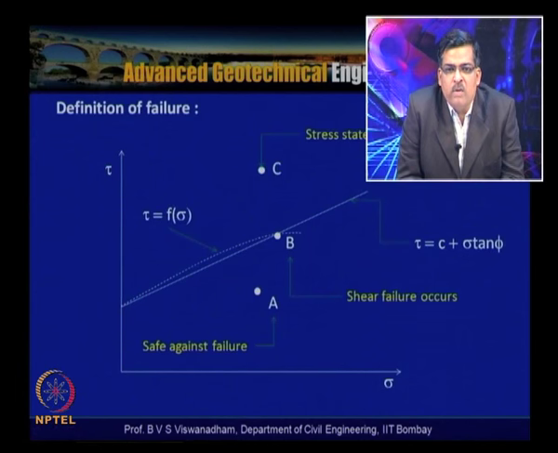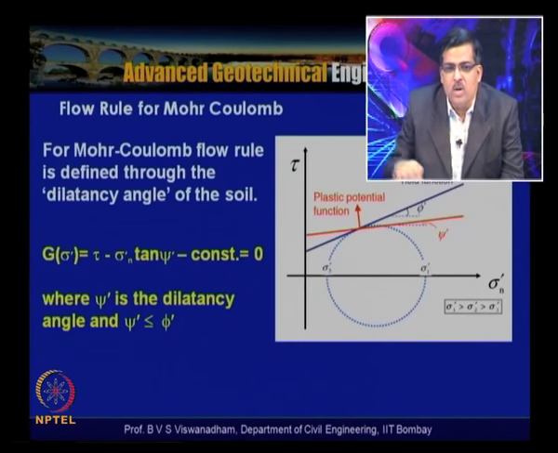Similarly, when we draw the Mohr circle above the failure envelope, that implies that the failure would have already taken place. So point C cannot exist, and point B is at failure. And point A is actually stable, safe against failure.